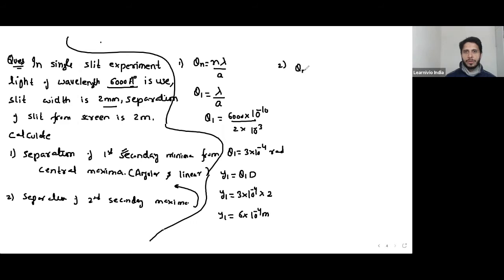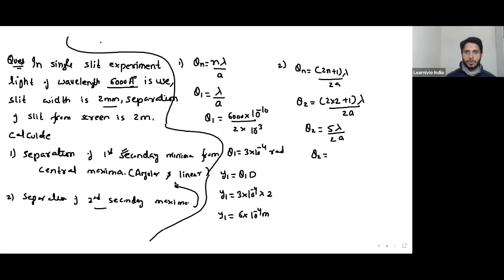For the second part, you can use that your theta n is (2n plus 1) lambda by 2a. So if I substitute values, theta 2, I need separation of second secondary maxima. Then it's (2 into 2 plus 1) lambda over 2a. So your theta 2 is basically 4 plus 1, 5 lambda over 2a.